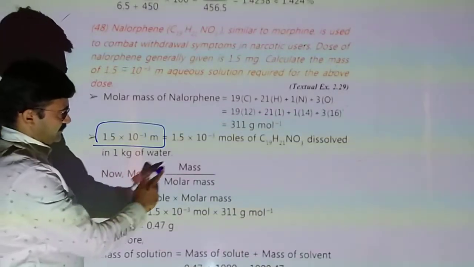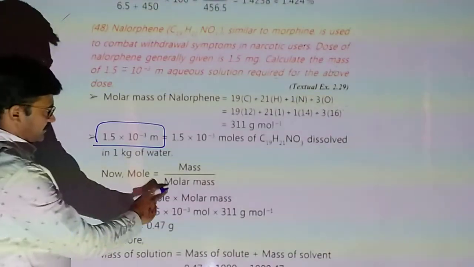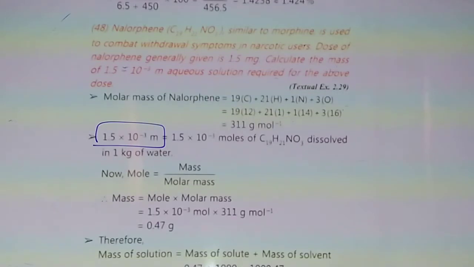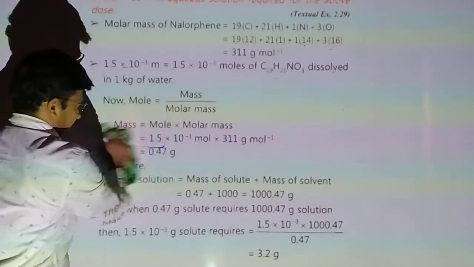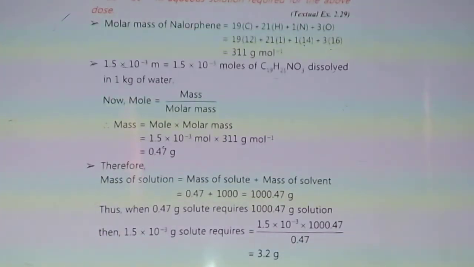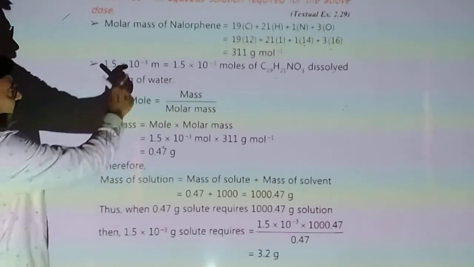So mole is equal to mass upon molar mass. So mass is mole multiplied by molar mass. So 1.5 into 10 raised to minus 3 mole into 311, so 0.47 gram. Mass of solution: mass of solute 0.47, mass of solvent 1000, so 1000.47 gram. 0.47 gram solute required, that is 0.47 gram of this chemical nalorphine.